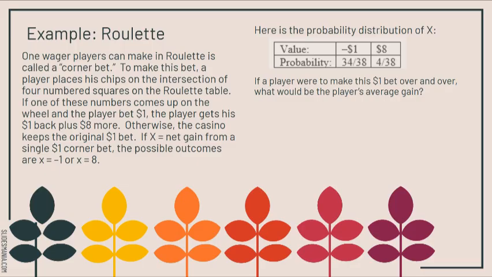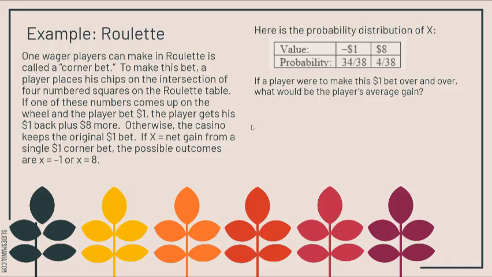If X equals net gain from the single $1 corner bet, the possible outcomes are X equals -1, which means you lose the dollar, or X equals 8, you get a profit of $8. Here's the distribution of X. So the value, you could either get -1, which is lose $1, or you get a profit of 8. So it shows you the probability. There are 4 corners, so that's why it's 4 out of the 38 for the $8. And then the value -$1 has a probability of 34 out of 38.